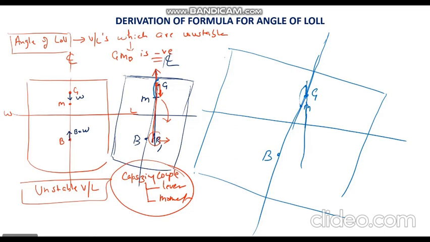Yes or no, beta? Vertically above G. Correct, beta? Through which B is acting, right? Metacenter is here now. Correct? Yes or no? Now what has happened is M and G are again in a vertical line.